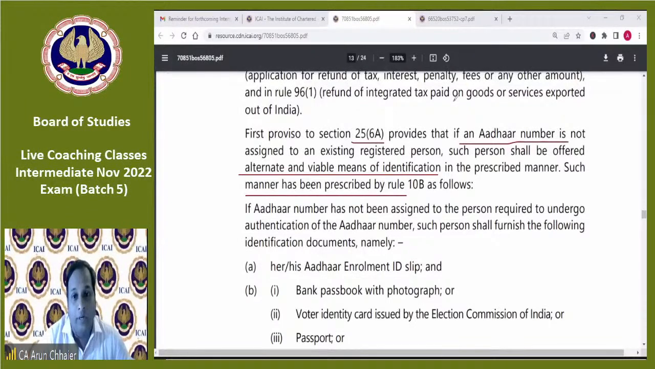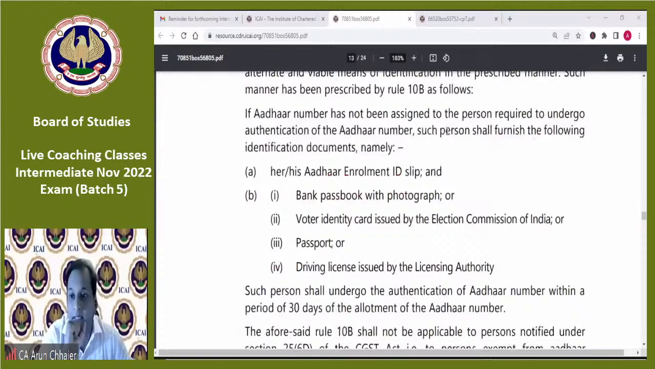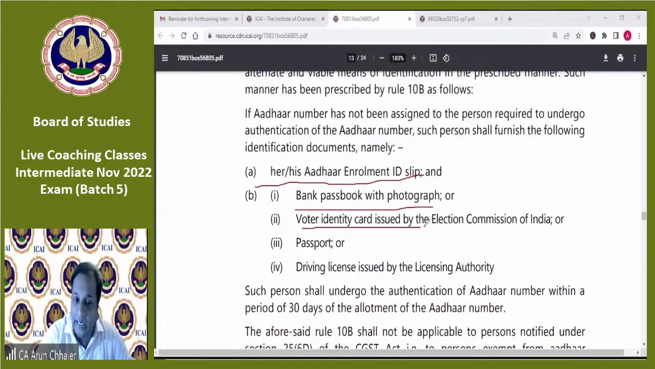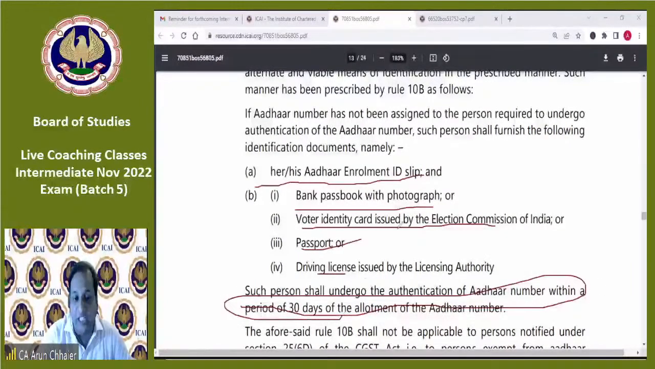What is the manner? Suppose I am an existing registered person. At that point of time, Aadhaar was not applicable. When I was filing the application, it was not mandatory. Now it has become mandatory, or now the provision talks about Aadhaar. Suppose I do not have any Aadhaar, then what to do? Rule 10B provides the manner: his or her Aadhaar enrollment ID slip, bank passbook with photograph, voter ID card issued by the Election Commission of India, passport or driving license. But such person shall undergo the authentication of Aadhaar within a period of 30 days.